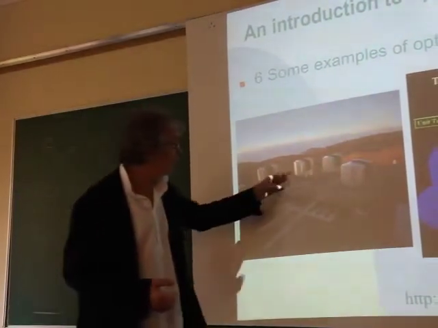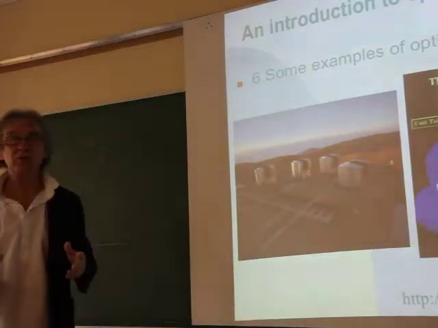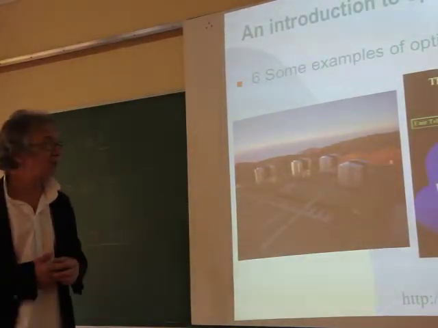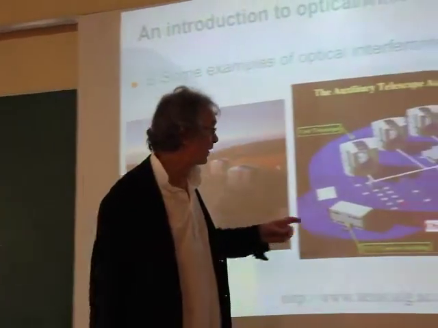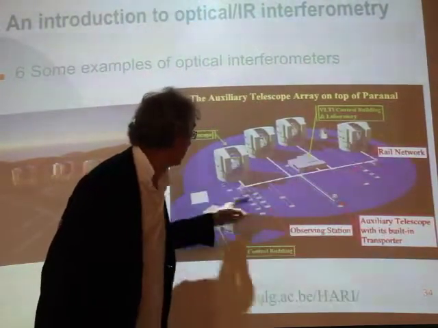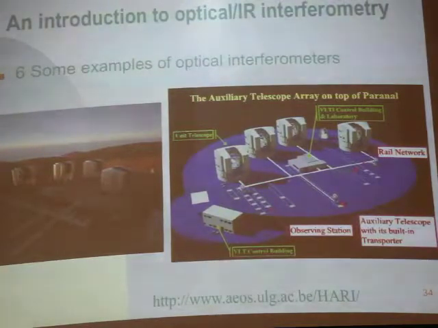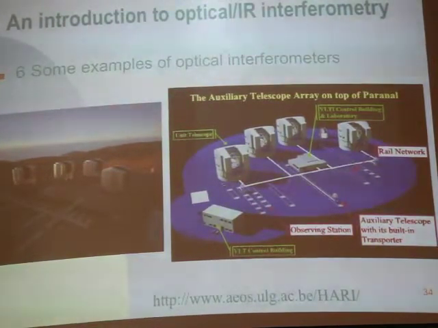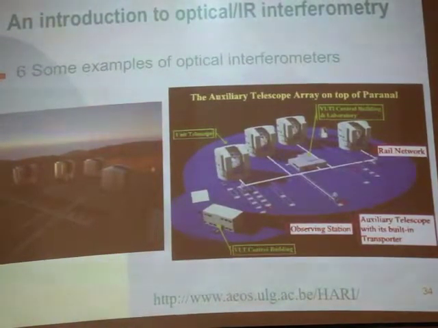So there are bases between them, which are fixed. You cannot move the 8 meter telescopes, but people have thought about adding smaller telescopes. So you see there are four smaller telescopes, which are known as the auxiliary telescopes, and their size is 1.8 meter in diameter.